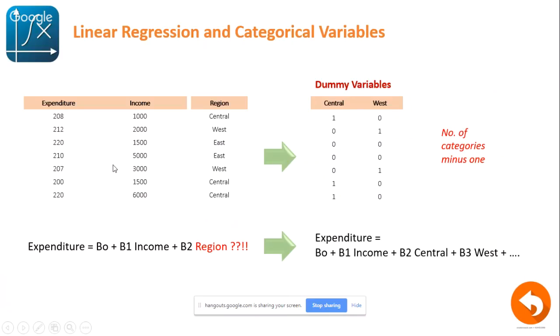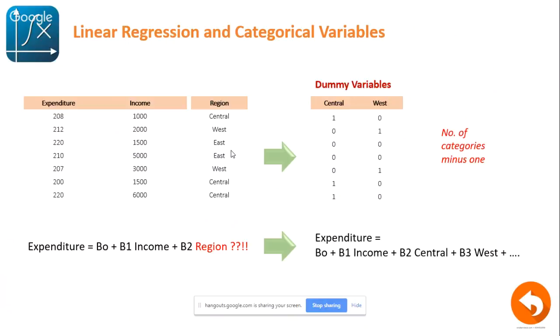Let's assume that we are trying to predict the expenditure using income and region. But how will the linear regression equation work with the region here? The math cannot be done. So the only way to use region is to transform this field into a numeric variable. We can do that by making dummy variables. In our case, we have three categories in region. We have central, west, east.